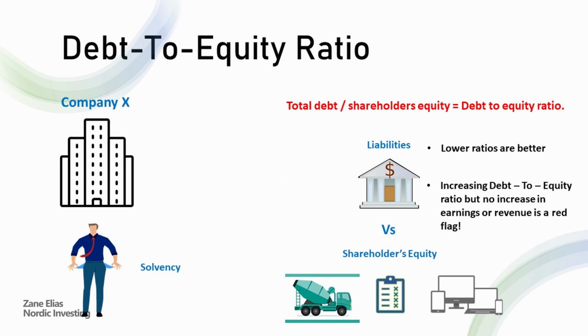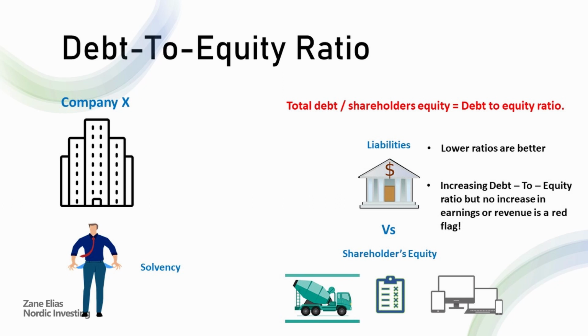The formula is pretty simple. Take the total debt of the company and divide it by the shareholders' equity. Again, lower ratios are preferable. There is another version of this formula where you compare the long-term debt-to-equity ratio. Simply take the long-term debt and divide it by the shareholders' equity. Both of these formulas are measures of the financial health of a company.